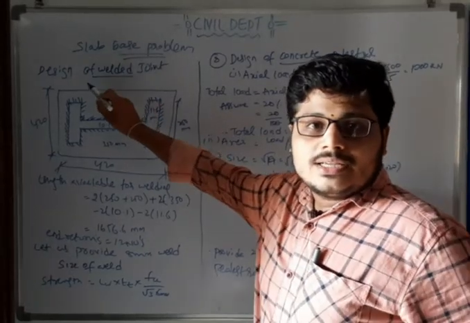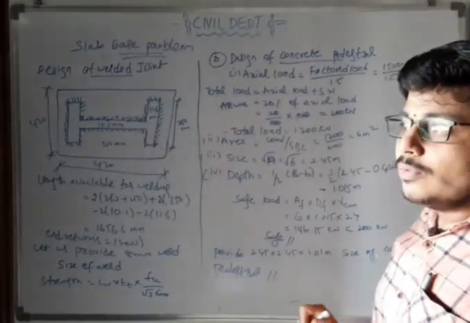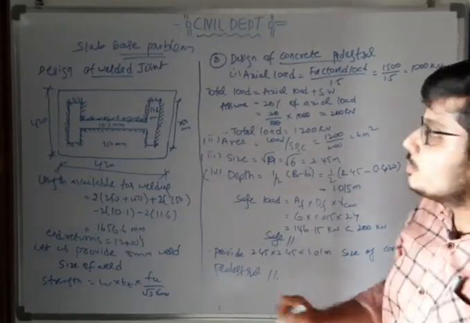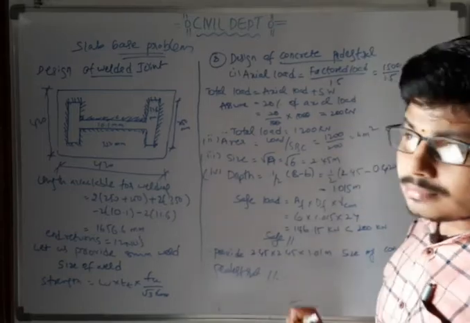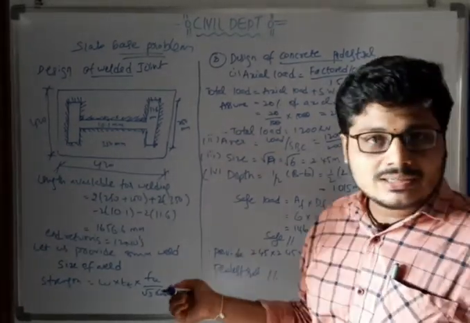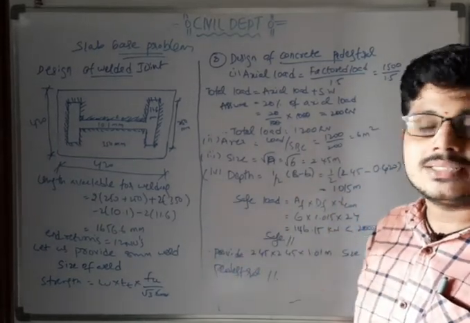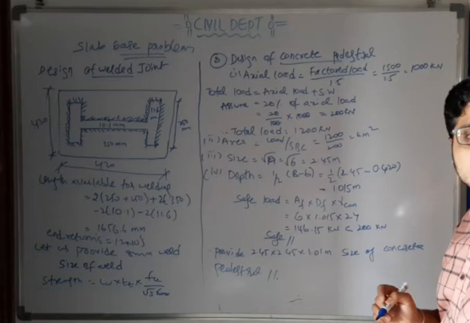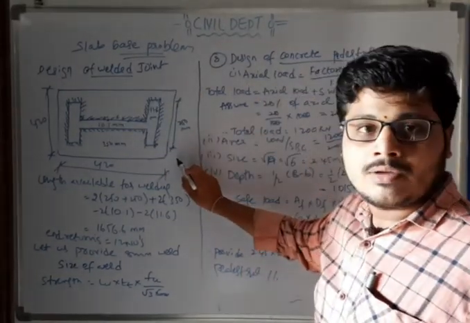Next step, design of welded joint. If it is given to design a welded joint, we should design the welded joint for the slab base plate. Otherwise, we provide 2 to 4 bolts or rivets to join the concrete pedestal to the slab base. If it was given to design a welded joint, we take the welded joint.